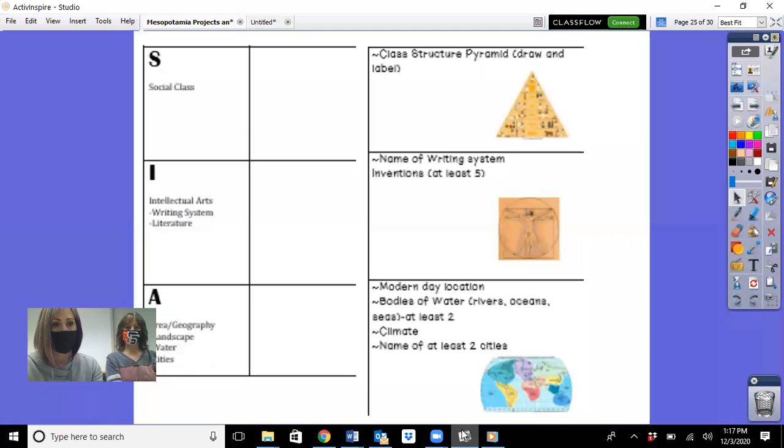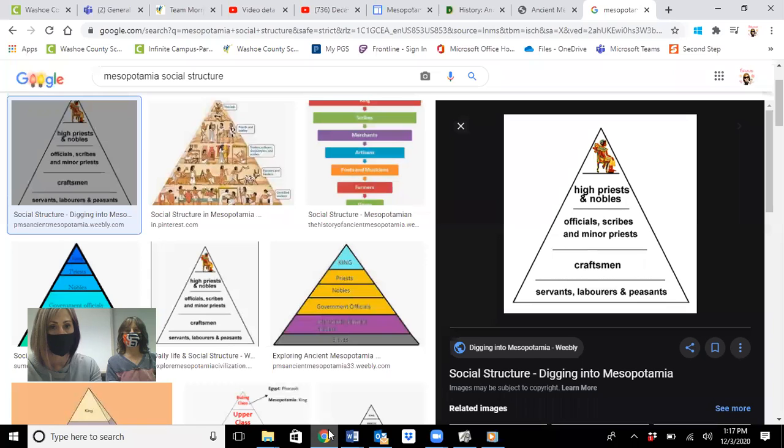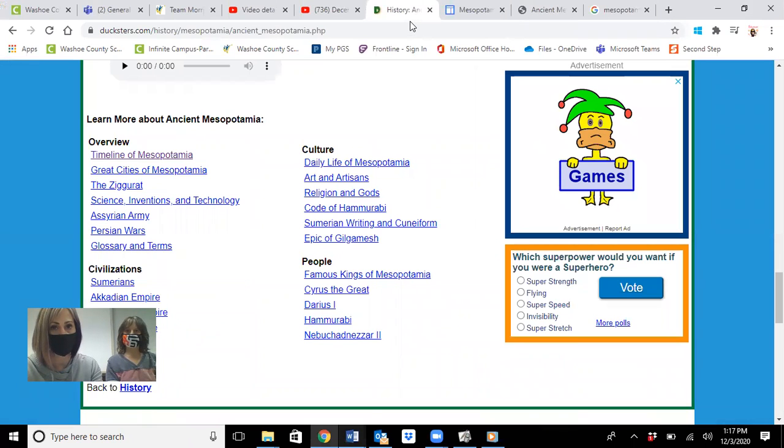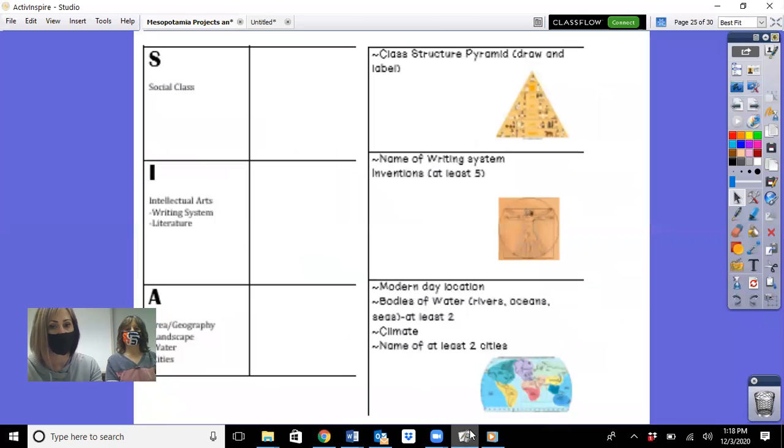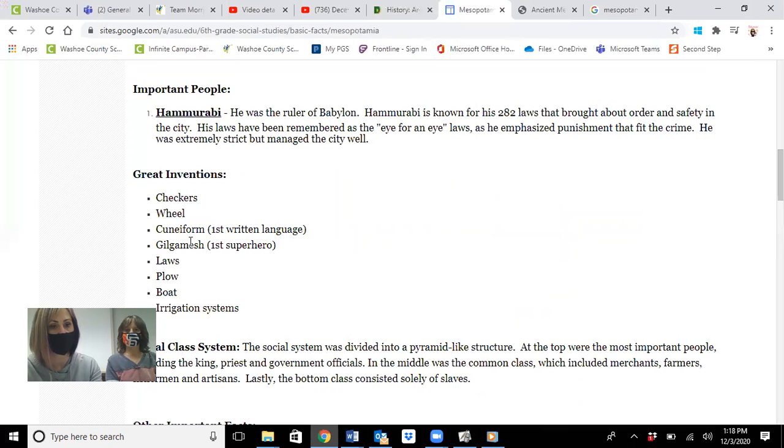All right, intellectual arts, the name of the writing system. So find out what their writing is called. I do believe that is Miss G. I just moved it. Oh, look at that. First written language, cuneiform writing. There you go. And then at least 5 inventions. Right there.